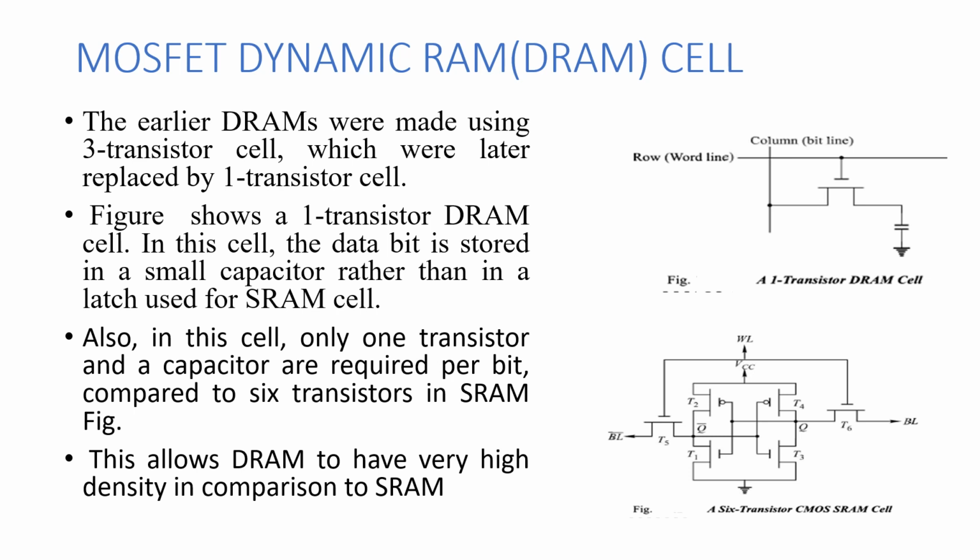Now let us see the MOSFET dynamic RAM, the DRAM cell. The earlier DRAMs were made using a 3 transistor cell, which was later replaced by a 1 transistor cell. This figure shows the 1 transistor DRAM. In the cell, the data bit is stored in a small capacitor rather than in a latch as used in the SRAM cell. Also, in this cell, only 1 transistor and a capacitor are required per bit, whereas SRAM requires 6 transistors per bit. So this allows DRAM to have very high density in comparison to SRAM.